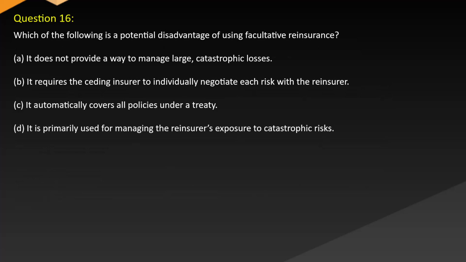Question 16. Which of the following is a potential disadvantage of using facultative reinsurance? A. It does not provide a way to manage large catastrophic losses. B. It requires the ceding insurer to individually negotiate each risk with the reinsurer. C. It automatically covers all policies under a treaty. D. It is primarily used for managing the reinsurer's exposure to catastrophic risks.